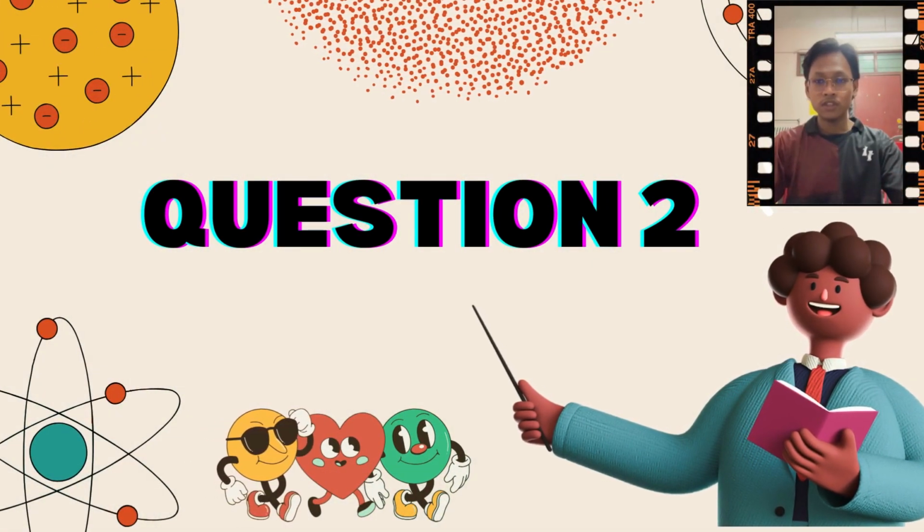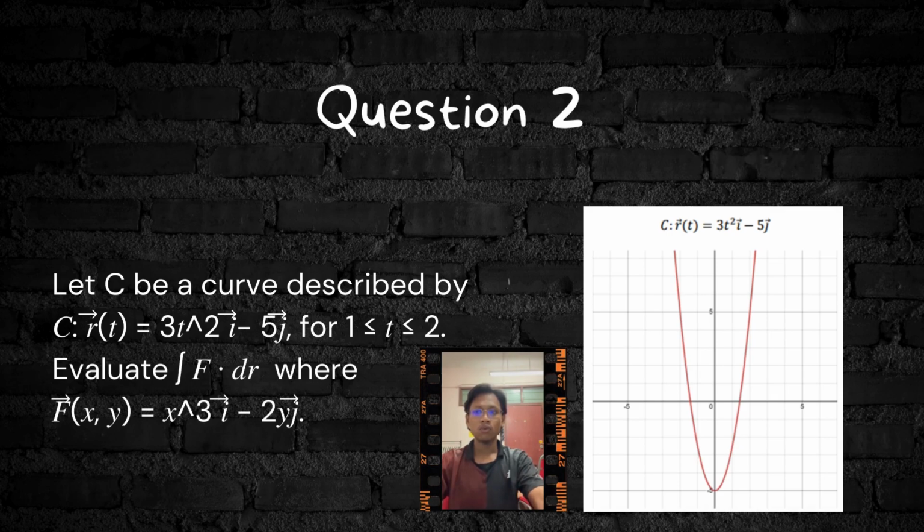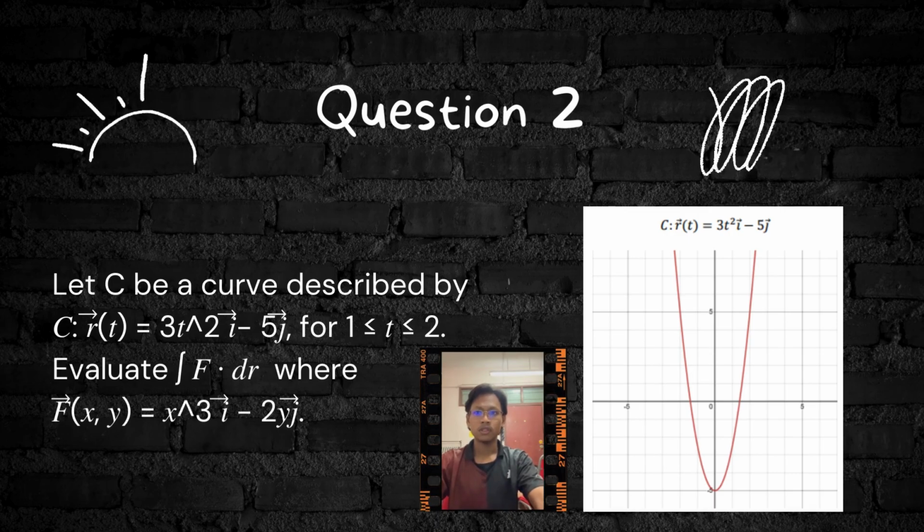Okay, now for question 2. Let C be a curve described by vector r(t) = 3t² i − 5j, for 1 ≤ t ≤ 2. We must evaluate the integral of vector f dot dr, where vector f(x, y) = x³ i − 2yj. We can also see from the figure the graph for the equation of vector r(t).